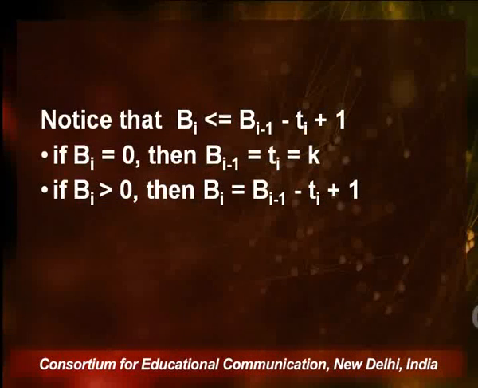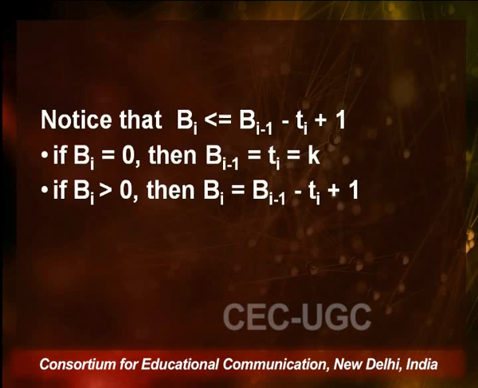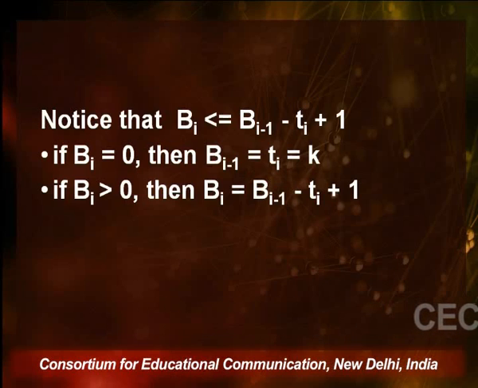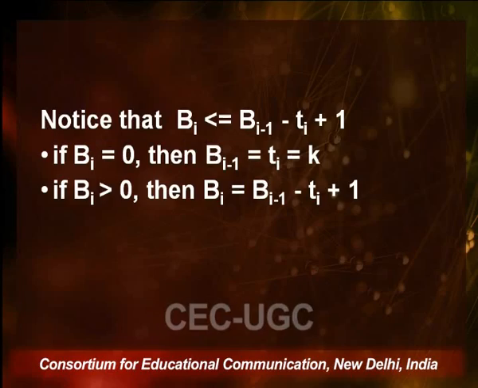Now, let us consider a situation where b_i is not equal to 0. If b_i is not equal to 0, it must be greater than 0, because a negative situation is not happening here. So, b_i is greater than 0, then b_i is equal to b_{i-1} minus t_i plus 1. That is a straightforward case. So, for both situations, when b_i is equal to 0 and when b_i is greater than 0, we have b_i always less than or equal to b_{i-1} minus t_i plus 1. That holds for both scenarios.